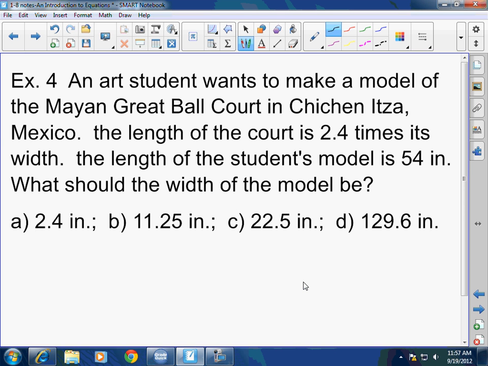I'm not a master of anything, but I do know how to read very well. I'm relatively good at equations because I read. I don't think about something, no. I focus and I read and I follow the exact directions that the word problem has given me. Most of the time, the word problem spells itself out for you. And this is one of those. An art student wants to make a model of the Mayan Great Ball Court in Chichen Itza, Mexico. The length of the court is 2.4 times its width. That right there is an equation.